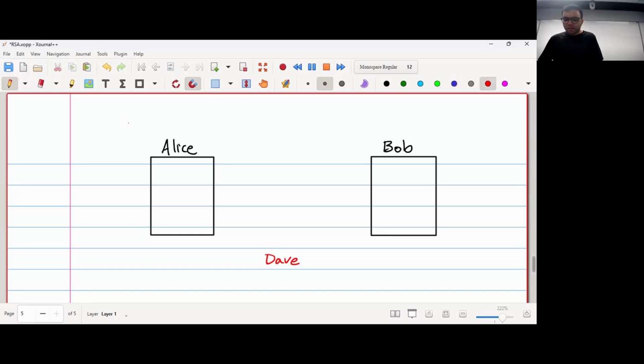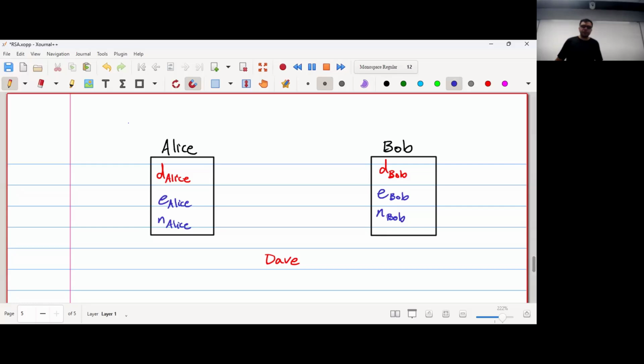So let's say that Bob has a private key or decryption key. Let's call this D of Bob. And he also has an encryption key, E of Bob, which is public. There is a modulus, N of Bob. And then Alice has the same thing. So she has her decryption key, D of Alice, but there is also E of Alice and N of Alice. Okay.